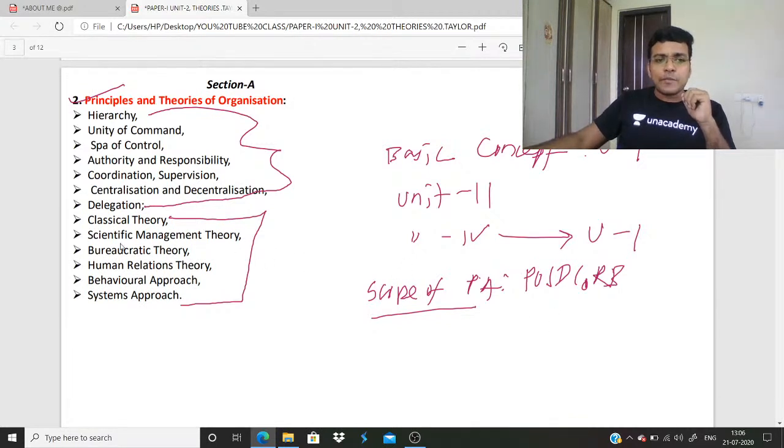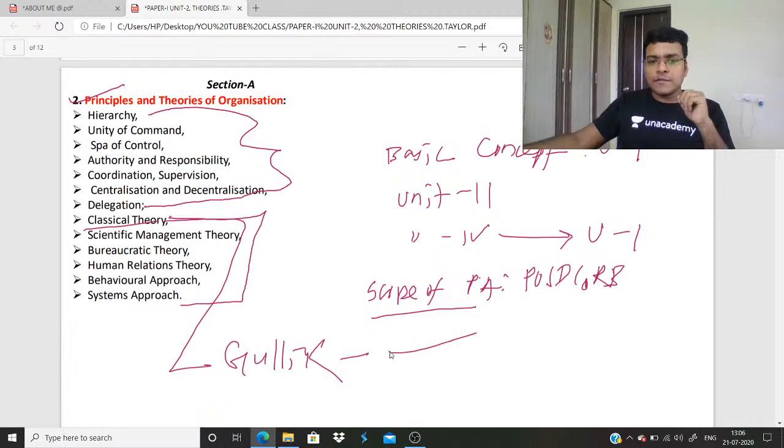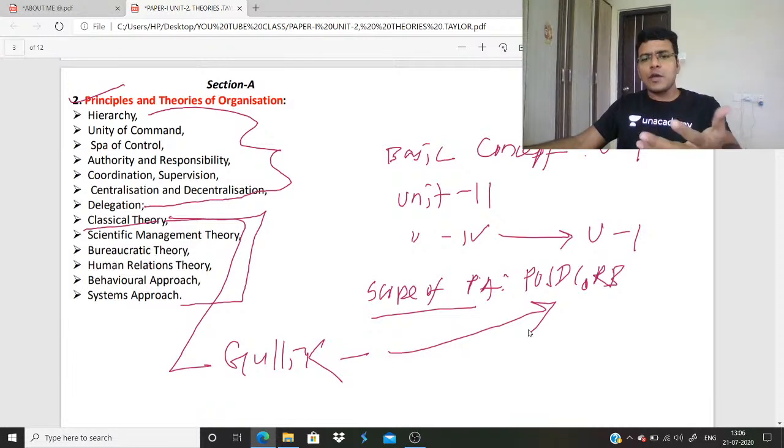But after reading the classical theorists, the ideas of Gulick, you know that Gulick has given the concept of POSDCORB. It becomes easy to understand the scope of public administration and how you can write the answer. So read in this way and you will find it very easy. Start with principles and theory of organization. Before that, remember the syllabus. Before reading principles and theory, read every question and try to find the keywords. What is the demand of the question? What did the question ask?